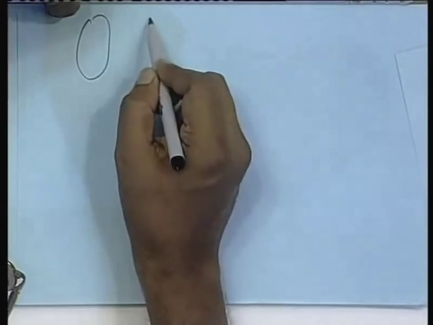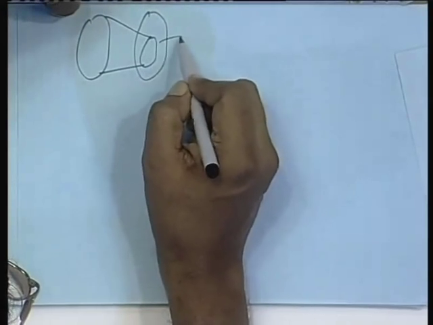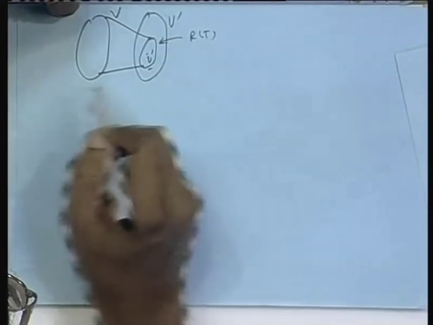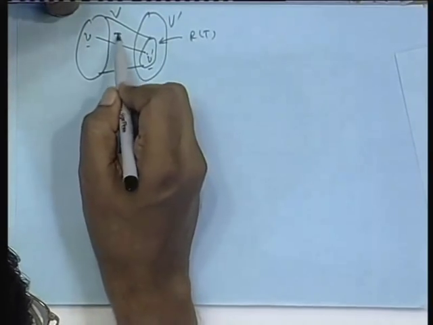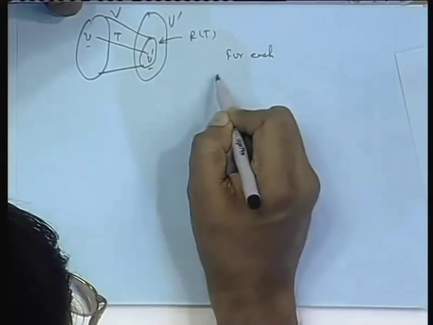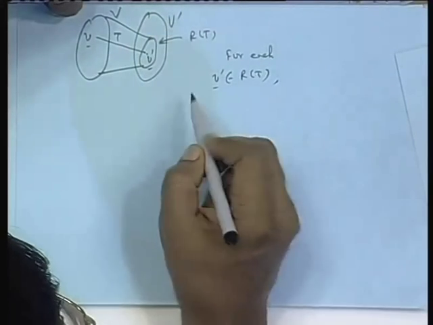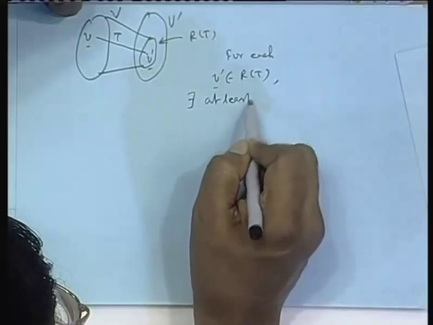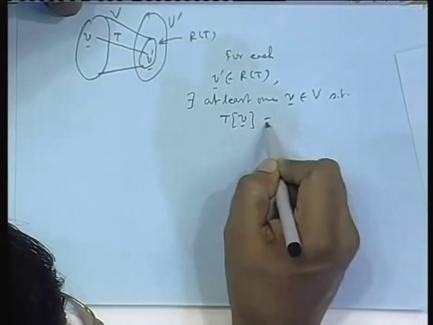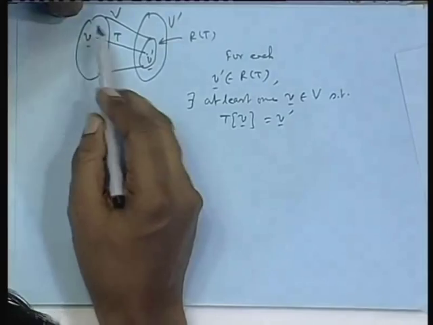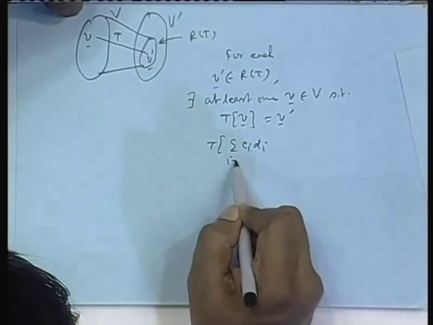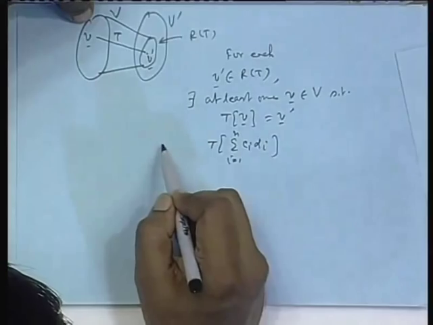To show that they form a basis is not very difficult. That is, if you take R(T), if you take a vector, say any vector v prime here, there must exist at least one vector v so that T working on v gives you v prime. That is, for each v prime element of R(T), there exists at least one v element of V so that T working on v gives you v prime. But I already have a basis of this vector space V, so I can write this vector as a linear combination of those basis vectors alpha i, and I will now go from 1 to n. So, v prime is equal to this.